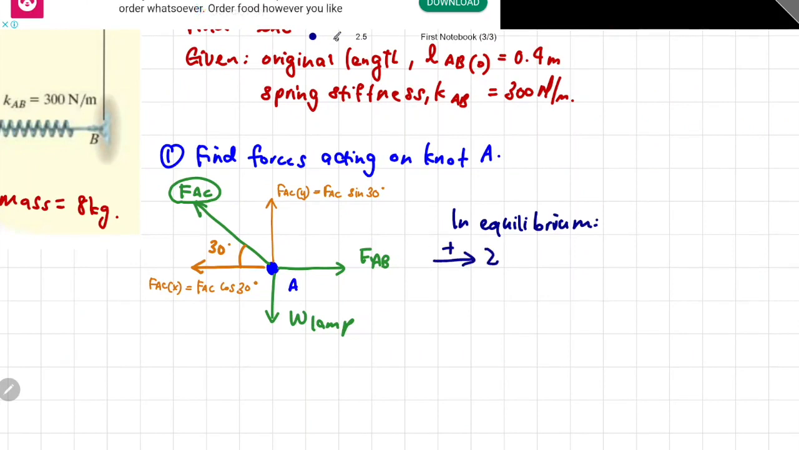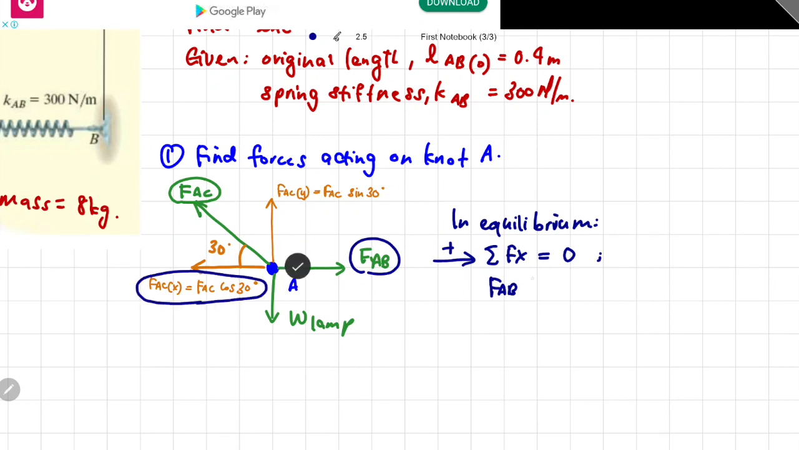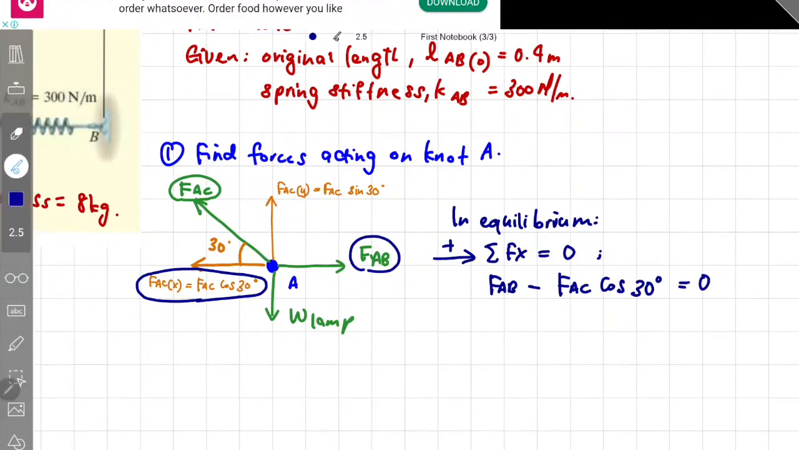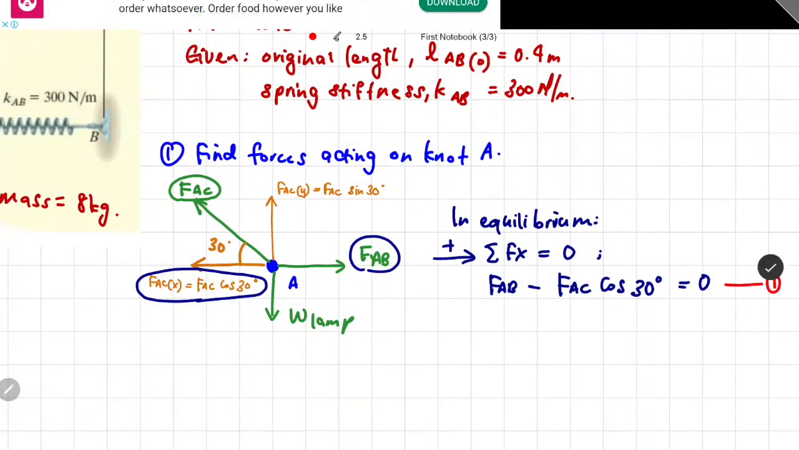So, assuming the direction on the right is positive, by right, the summation of all forces in x direction should be equal to 0. So, what are the forces happening in the x direction? The first one is force AB. It is positive because it is pointed to the right. And then the second force is FAC cos 30, and it is negative because the force is pointed to the left. Are there any more forces in the x direction? No. So, we sum up these two forces to be equal to 0. There are two unknowns in this equation, which are FAB and FAC. We can't solve anything yet. So, let's just leave it as it is and call this equation 1.